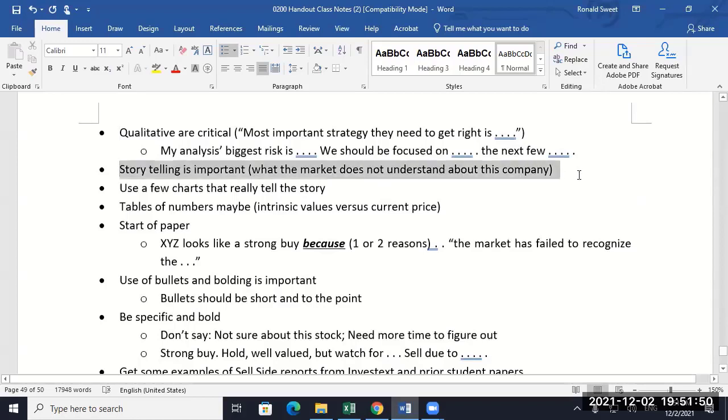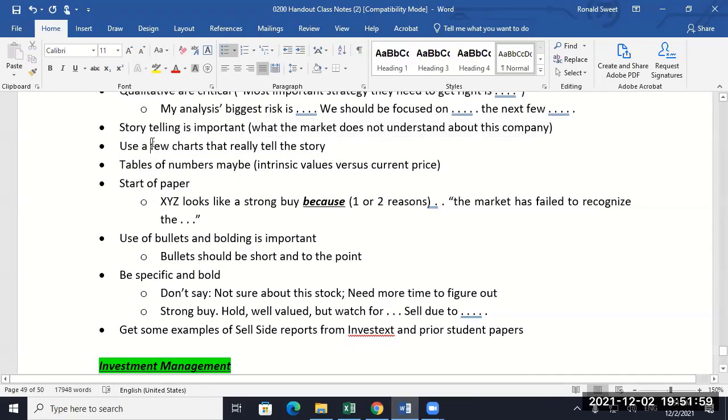Storytelling is very, very important, as Darren says. So what does the market not get about this company? Use a few charts, but make sure they're very telling. Try not to pick the charts because of the prettiest charts. If you've got a chart that's not pretty, but it's really important, clean it up some way. You do want really pretty charts on the exec summary, but you want to make sure they're telling you something.